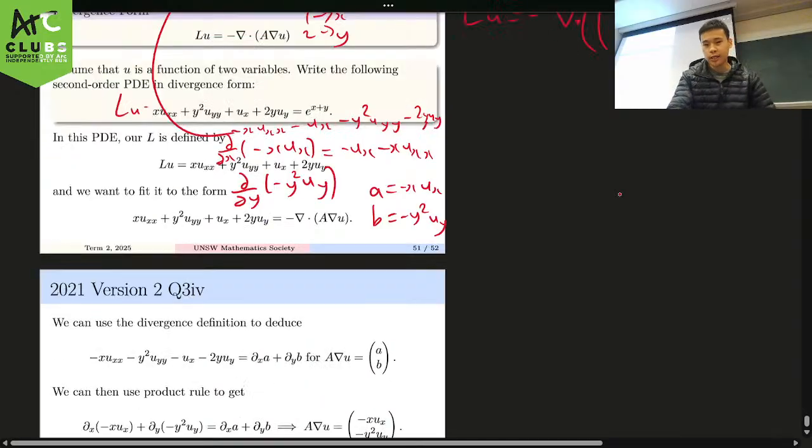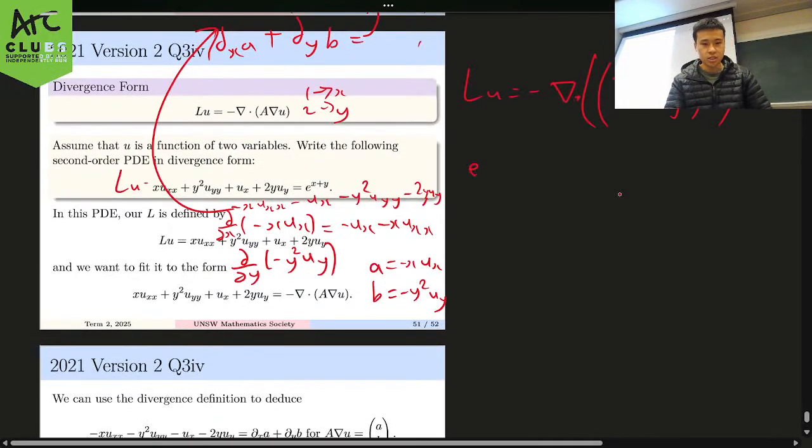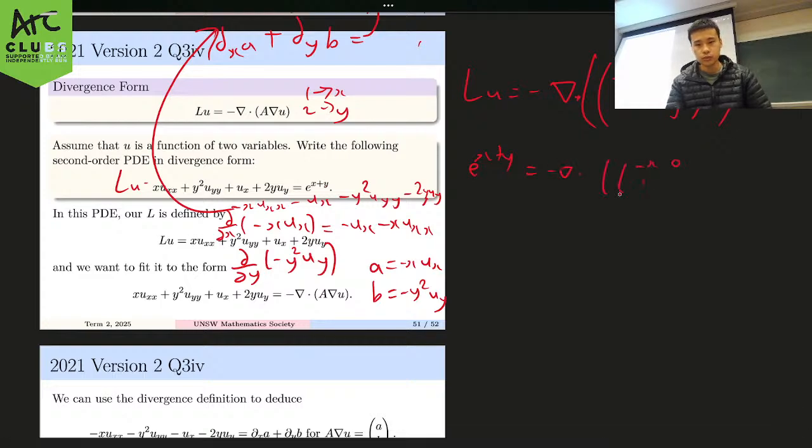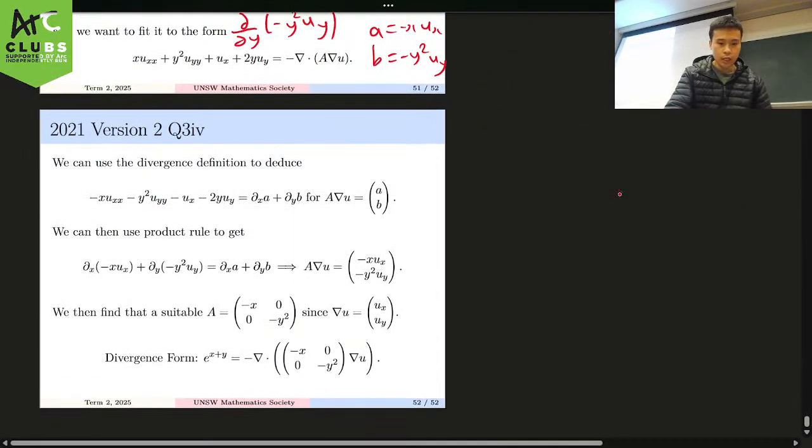One more thing, the e to the x plus y, so you have to include that. So Lu is equal to this. It's the nabla dot product with all this stuff here. And that's how to answer this question.